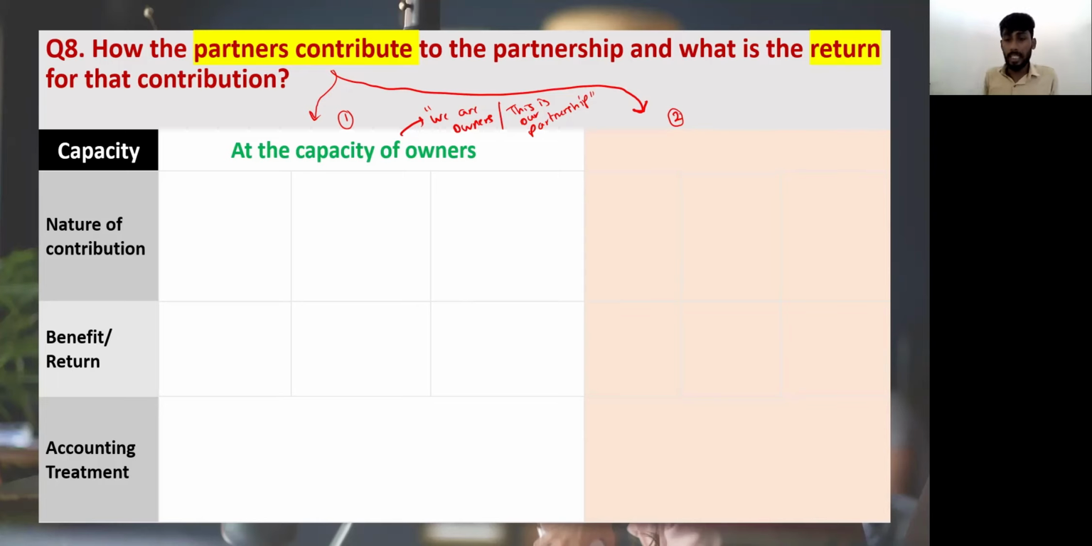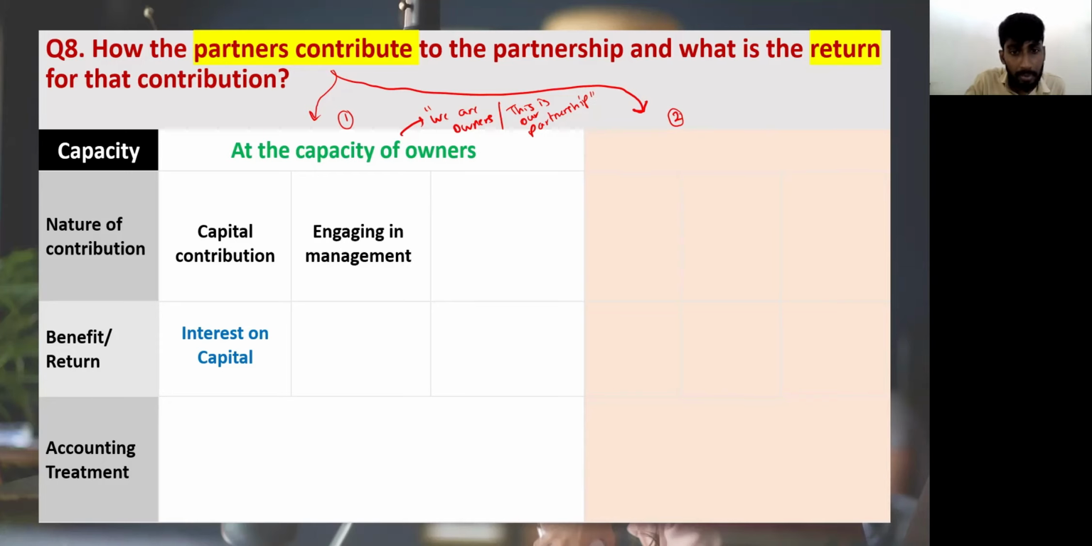So how do they contribute? They will contribute to the capital. Yes, I told you when the owner is contributing, the first or main way is contributing to the capital. Now, when contributing to the capital, what's the return that they can get? Through a partnership agreement, they can get interest on capital. But Section 24 says they can't. But if you put a clause in the partnership agreement, we can get interest on capital. So if they contributed to the capital, they will get interest on capital.